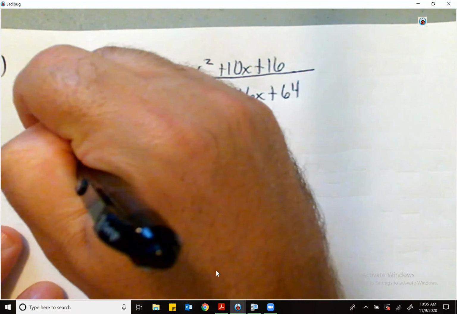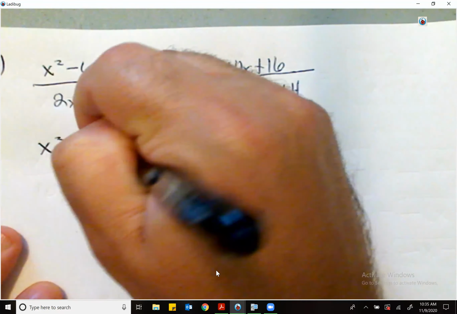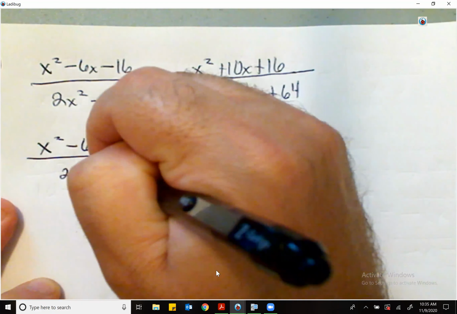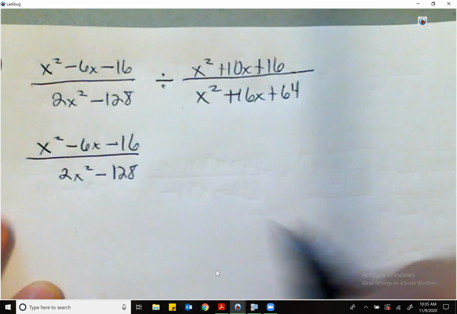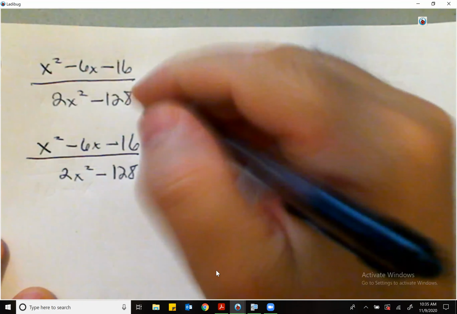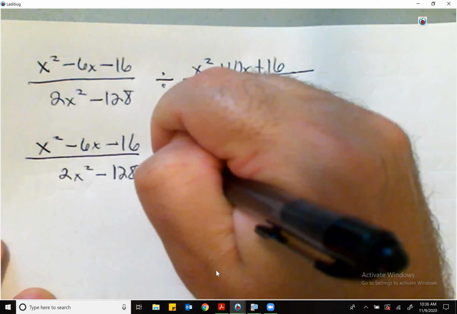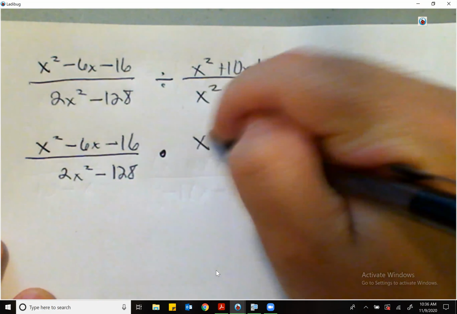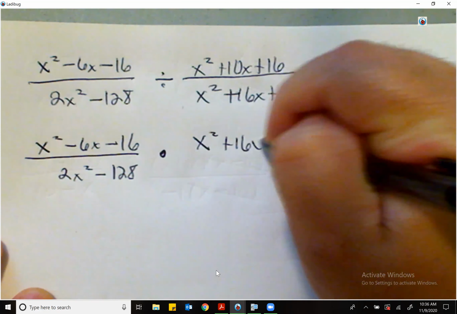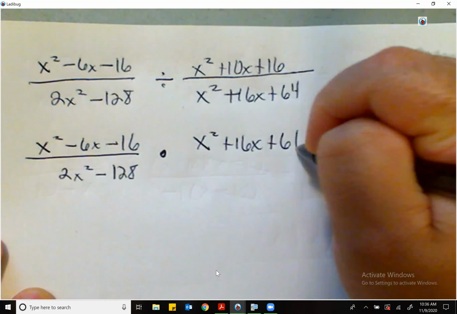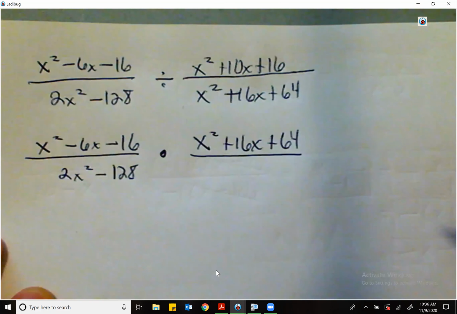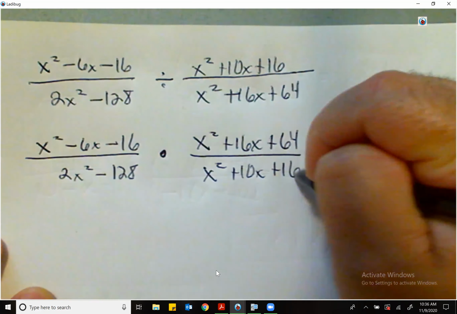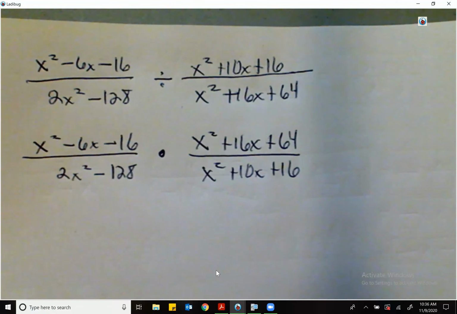So we've got x squared minus 6x minus 16 all over 2x squared minus 128. Keep, change, flip. So we've got x squared plus 16x plus 64 on top, all over x squared plus 10x plus 16 on the bottom. All right, now what are we going to do? It's moving slow again, but okay. Sorry about that.